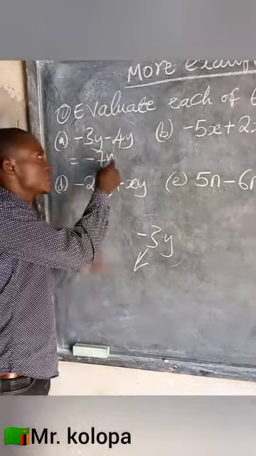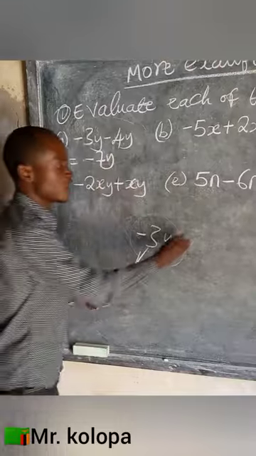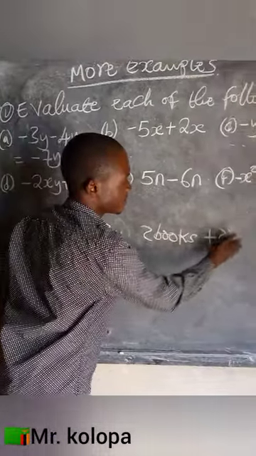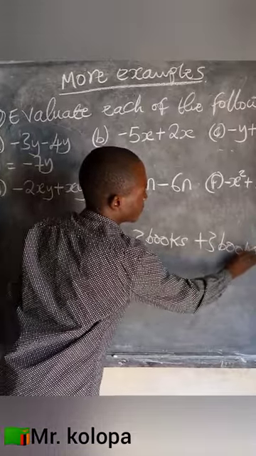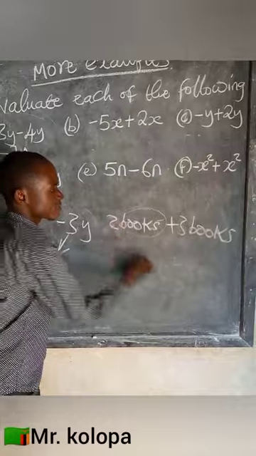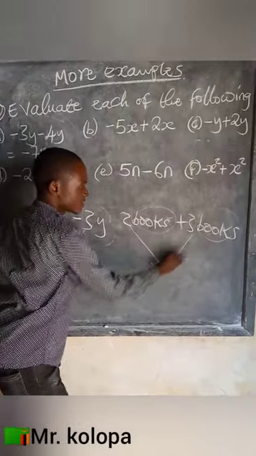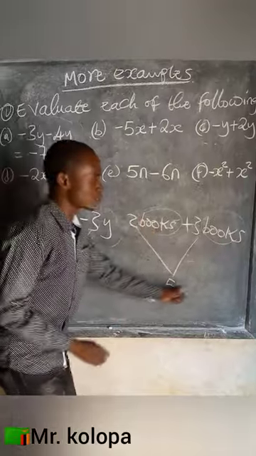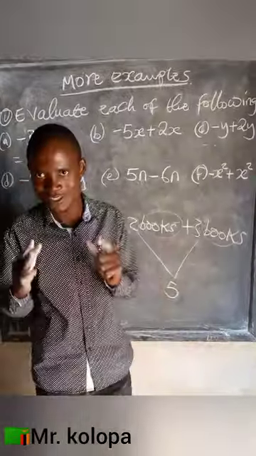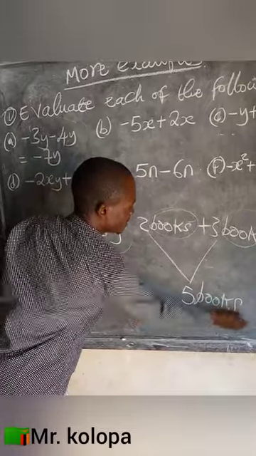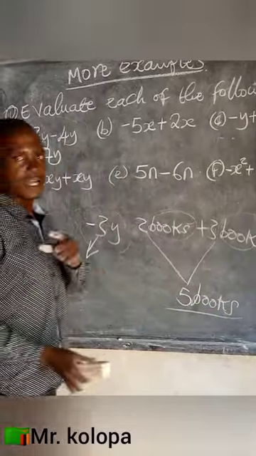Don't write y, just include the y. It's like when you have 2 books plus 2 books plus 3 books. Do you look at the books? No, you look at the numbers. You add this plus that, you get 5. Then do you write books? You are just dealing with the books. So you just write the books. So take note of that, please.